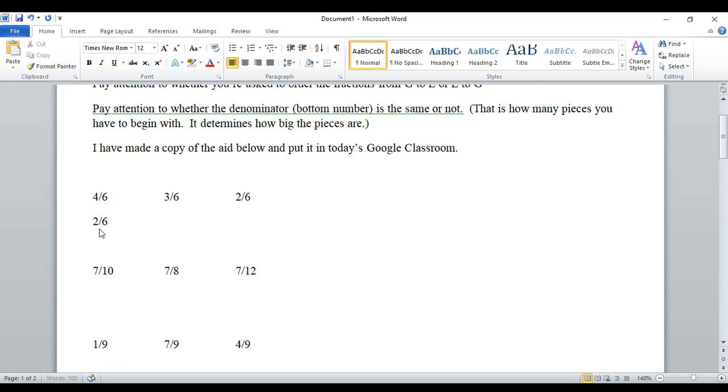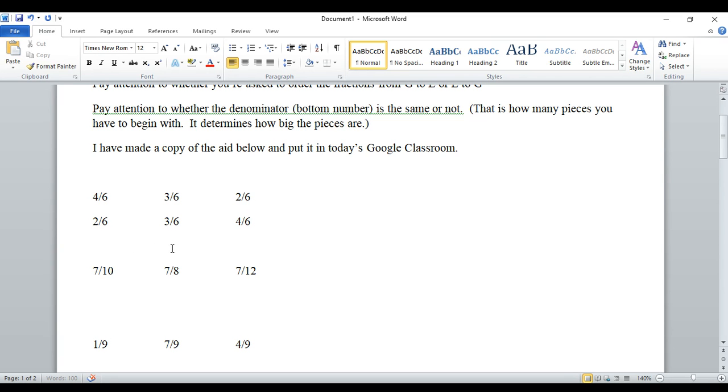Now on IXL, you're just going to be able to click on them and move them around. So that one's the least. 3/6, 3 out of 6, would be the middle one. And then 4 out of 6 would be the greatest one. If you had 4 out of 6, it would be the greatest.